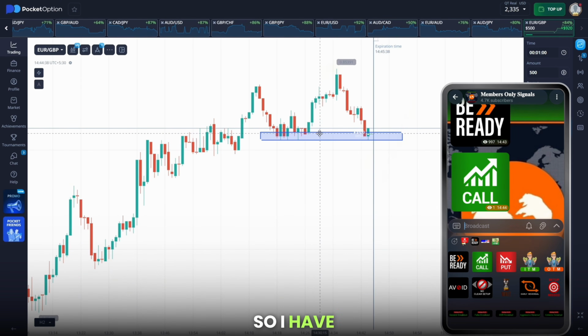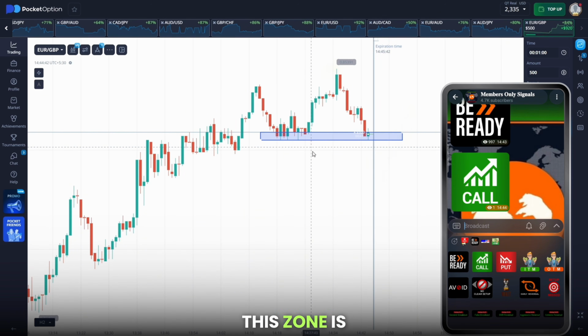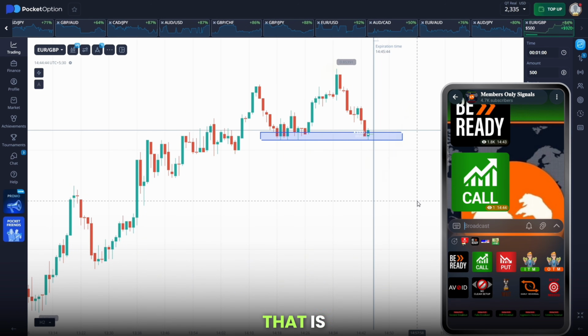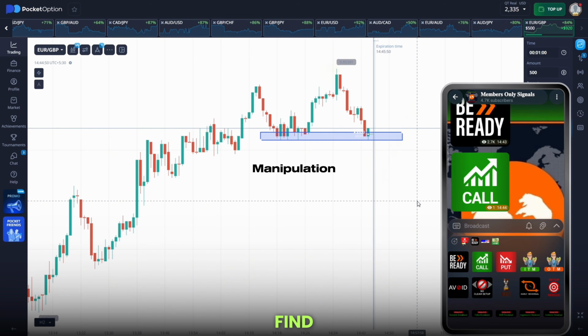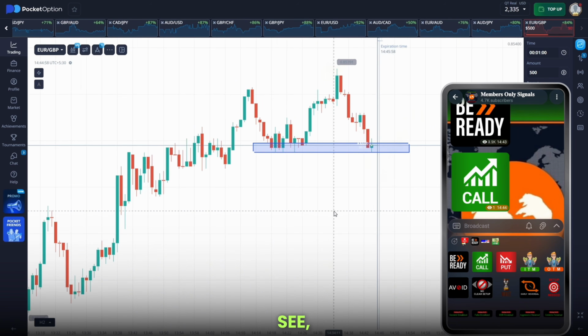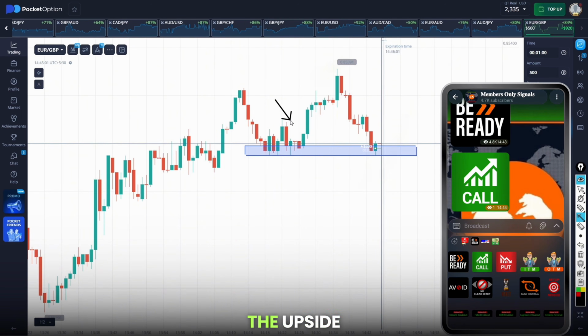So I have drawn this liquidity zone, but the reason why I'm drawing this zone is because I use a strategy that is based on liquidity. So I work on 3 perspectives. The first one is to find manipulation, and after finding the manipulation, I target and draw a liquidity zone. In this case, as you can see, when price started moving in the upside direction, this is the candle that I'm targeting, and the reason is very simple.